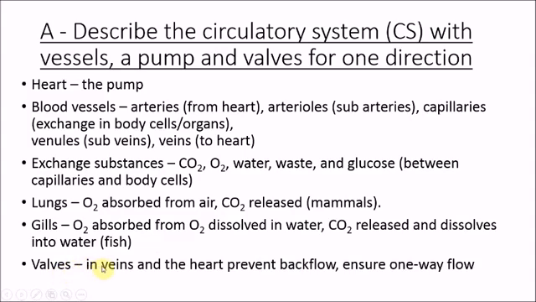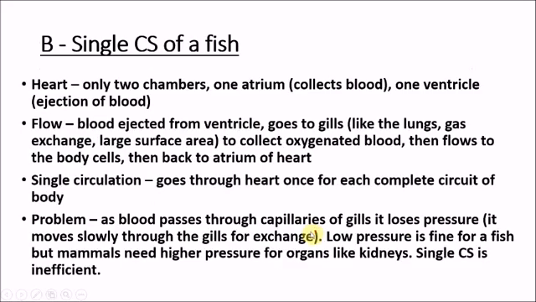Valves are in veins and in the heart, and they prevent backflow. They ensure a one-way flow. So the heart, the vessels, and the valves are the things you need to know about. Now, regarding the fish, the heart only has 2 chambers, which is slightly different to the mammal. It's one atrium, which collects the blood, and one ventricle that ejects the blood. So it comes into the atrium and out of the ventricle.